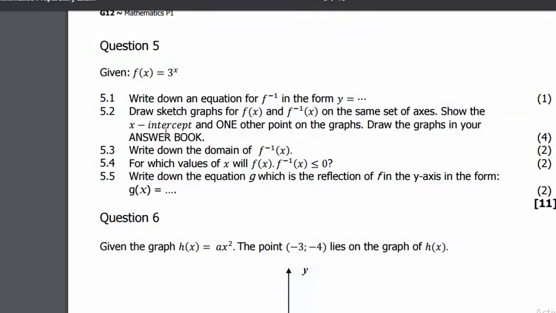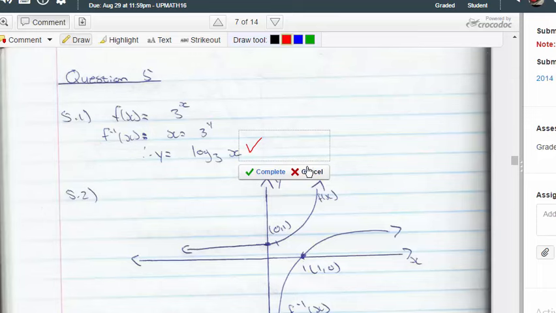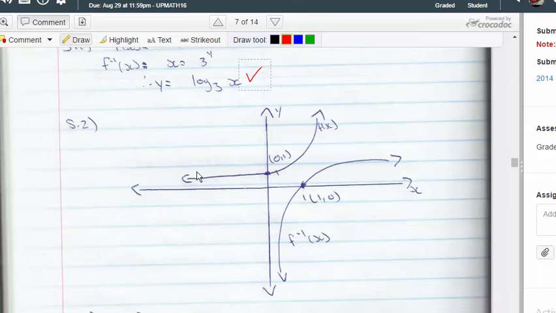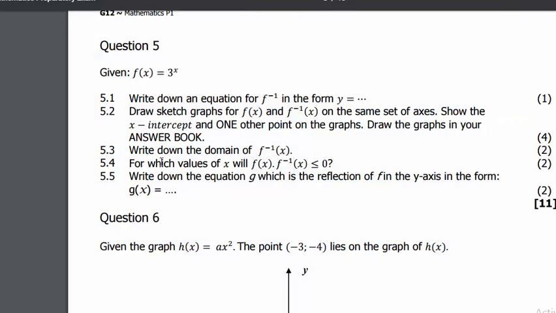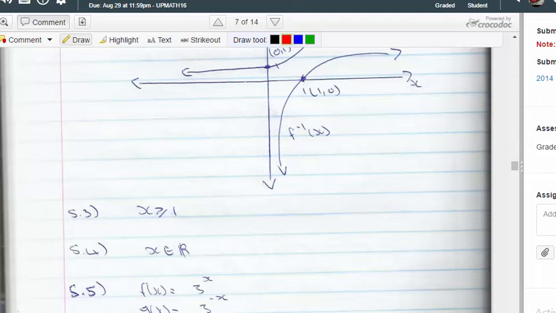The next is draw a sketch of f and the inverse of f on one set of axes. Draw the graphs in your answer book, and then you see they're perfect how his two graphs look. This is just a basic exponential graph, and then it's reflected in the y is equal to x line, basic, and what's important would be your intercepts. Okay, so well done student, excellent work. Next question. Write down the domain of the inverse. Okay, so we've looked at this in the previous one as well.